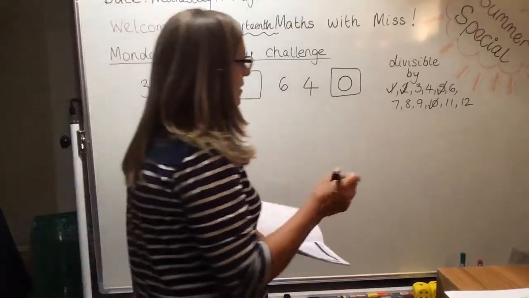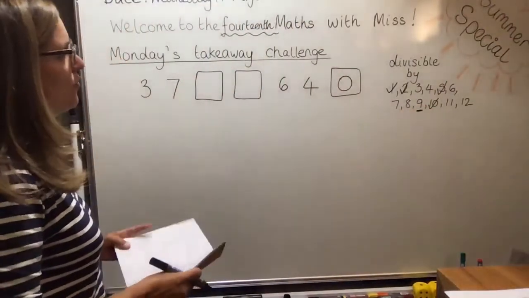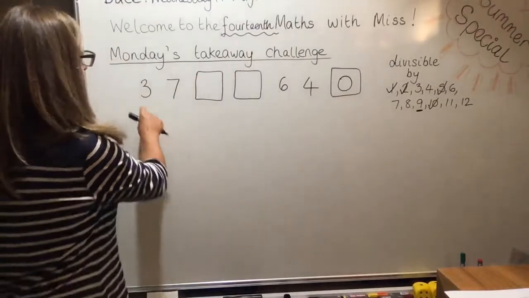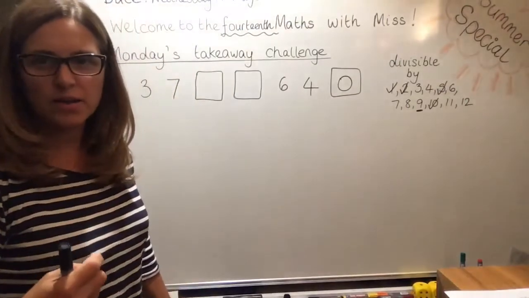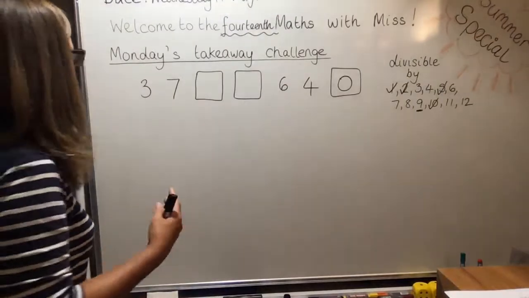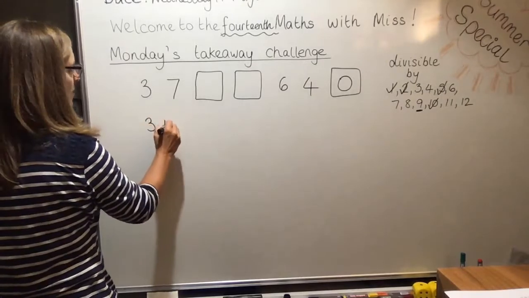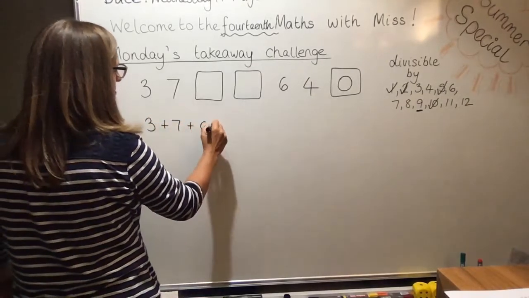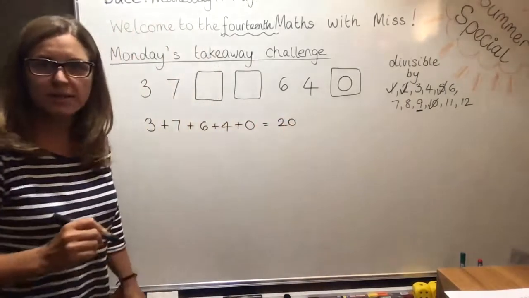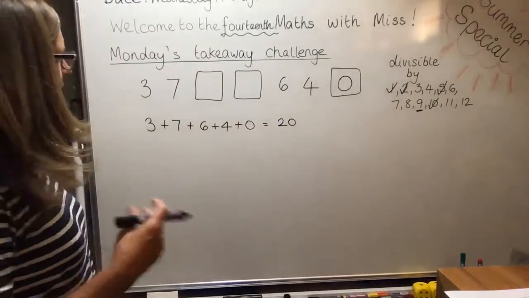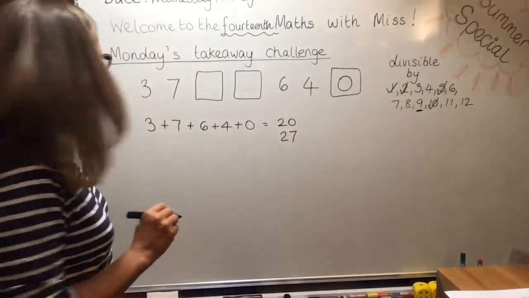Maybe if we could remember the rule about the 9 times table. If the digits add up to a multiple of 9, then it is in the 9 times table. So let's have a look and see what we've got. We've got 3 plus 7 plus 6 plus 4, plus 0. So at the moment, we've got 20. So to be in the 9 times table, it needs to be 27. 3 times 9 is 27.